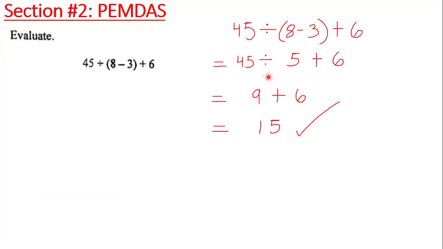9. So we have to do the division next. And then once we do division, we do 9 plus 6. And 9 plus 6 is what? 15. Okay, so first we do what's in the brackets. We subtract, right? Then we divide 45 by 5, and that gives us 9. And we do 9 plus 6, which gives us 15. And that's how we get our answer.